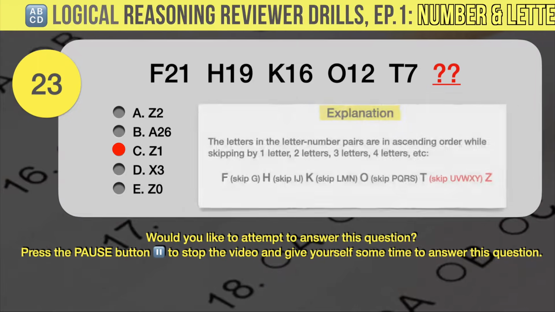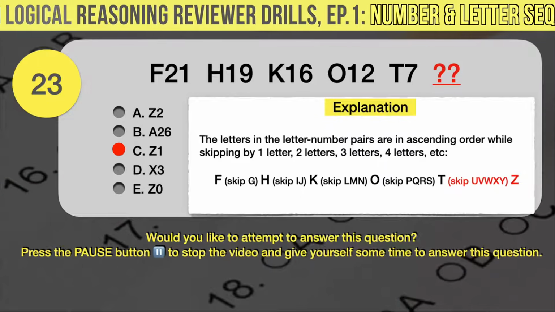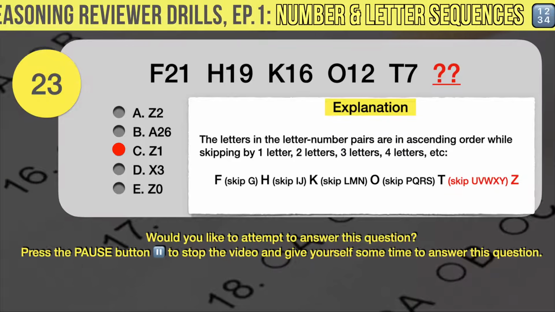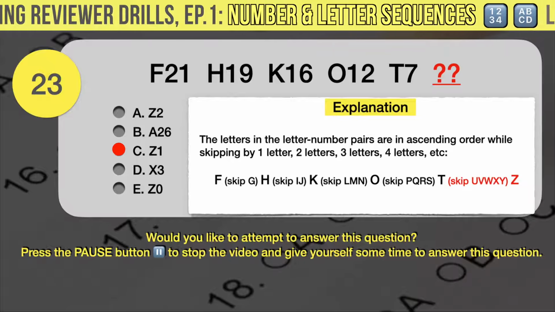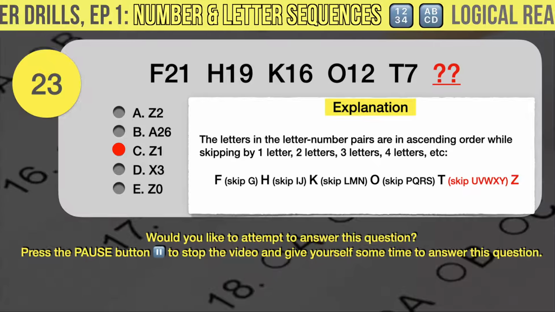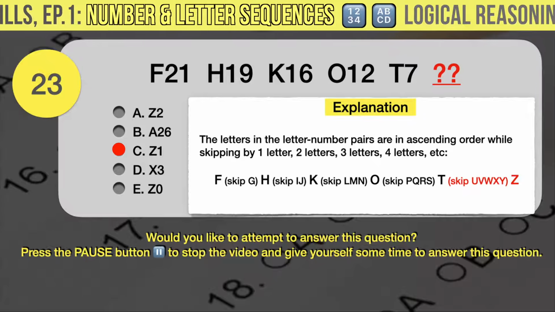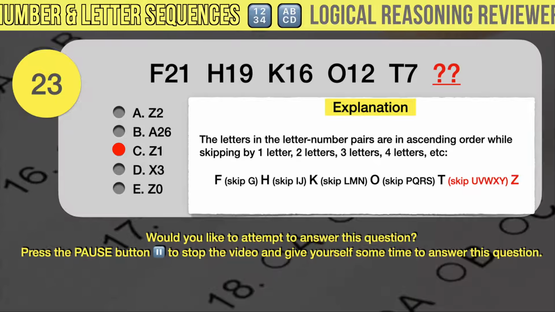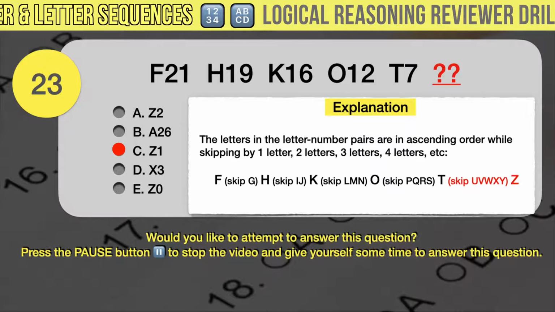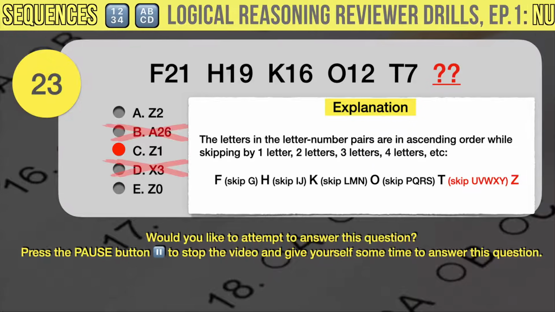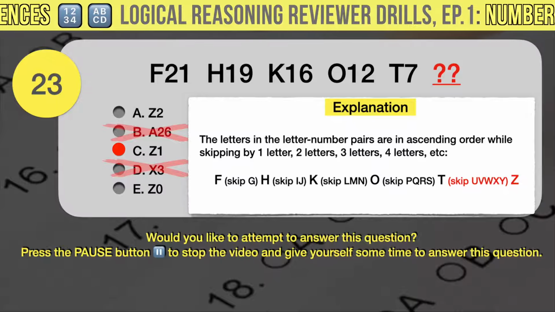Z1. The letters in the letter number pairs are in ascending order while skipping by 1 letter, 2 letters, 3 letters, 4 letters, etc., as follows. F. Skip G. H. Skip I, J. K. Skip L, M, N. O. Skip P, Q, R, S. T. Skip U, V, W, X, Y. Therefore the next letter should be Z. This effectively eliminates 2 of the answer choices.